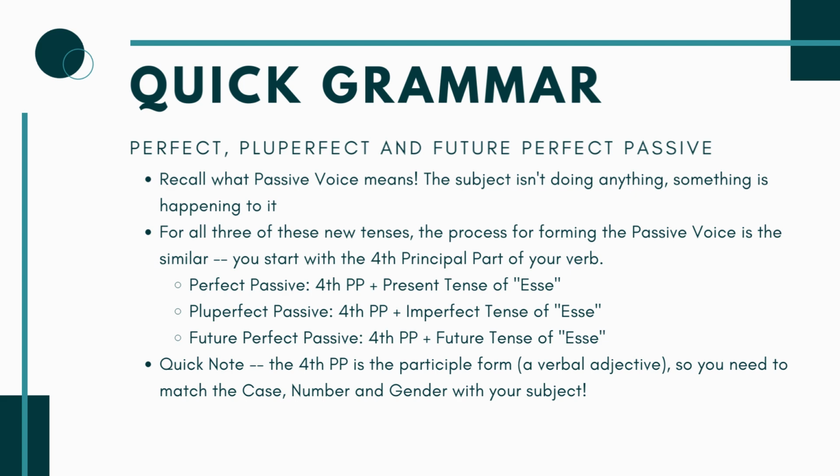We will learn what participles are as you continue on with the book, and you'll be able to understand what they are on their own. This is one specific use of the fourth principal part. So the general idea is this: you take the fourth principal part of your verb and you add on the verb esse, the verb to be. The difference between perfect, pluperfect, and future perfect passive is what tense of esse you use. If it's the fourth principal part and the present tense of esse, that's perfect tense passive voice. If it's the fourth principal part and the imperfect of esse, that's pluperfect tense passive voice. And if it's the fourth principal part plus the future tense of esse, that's future perfect.